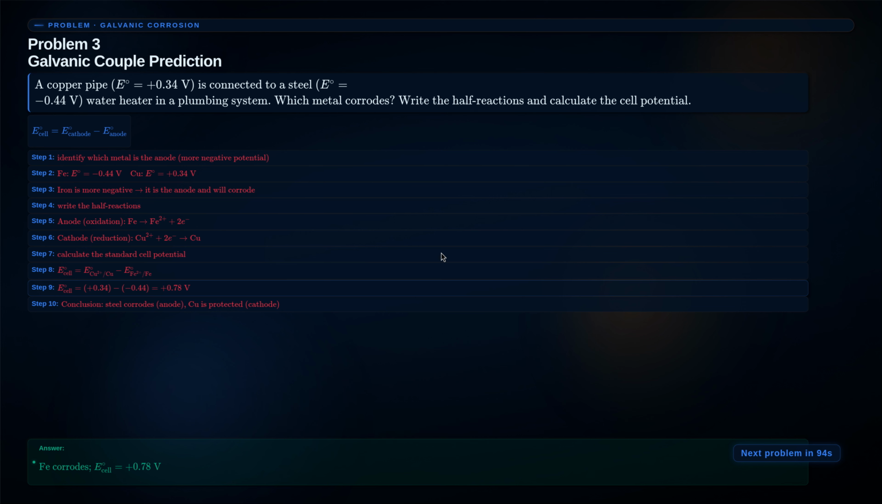Step 2. Write the half reactions. Anode oxidation is Fe to Fe2+ plus 2 electrons. Cathode reduction is Cu2+ plus 2 electrons to Cu. Step 3. Calculate the standard cell potential. E cell equals positive 0.34 minus negative 0.44 equals positive 0.78 volts. This positive potential confirms the reaction is spontaneous. Steel corrodes and copper is protected.